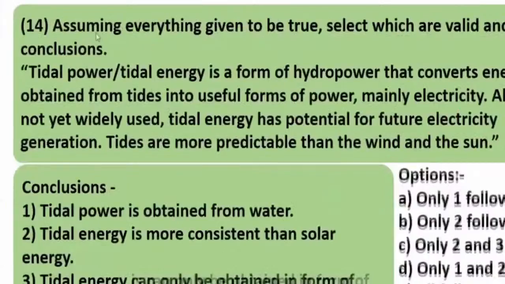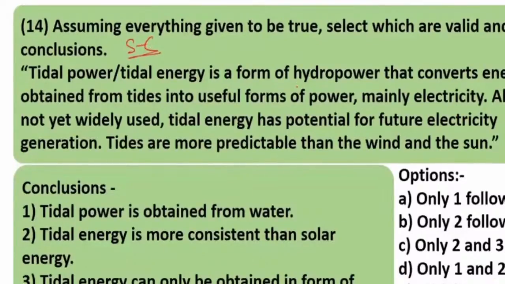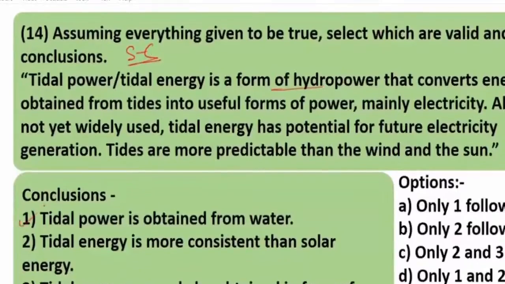Moving on. Assuming everything given to be true, select which are valid and logical conclusions. Again, it is a statement conclusion type of sum. Pause the video and read the sentences carefully, and we'll move on to the conclusions which are there. What are the conclusions? Tidal power is obtained from water. Yes, it is true because it is a form of hydropower.